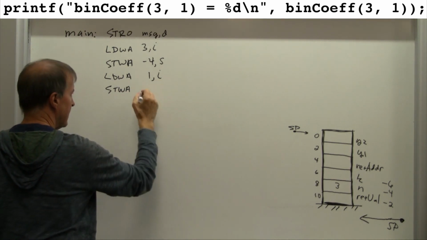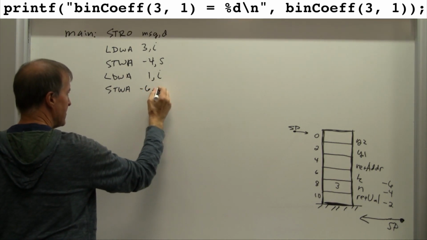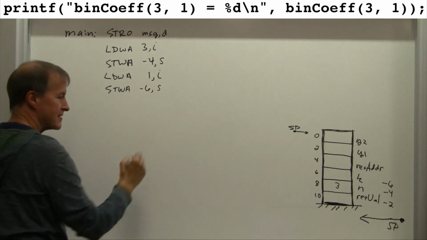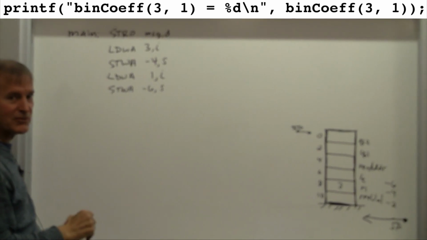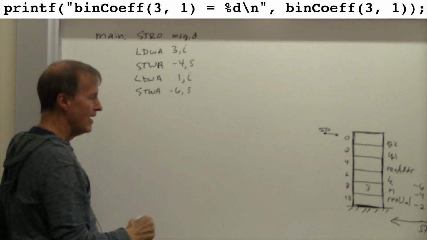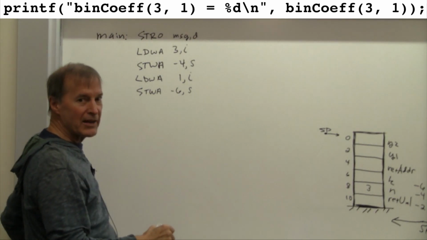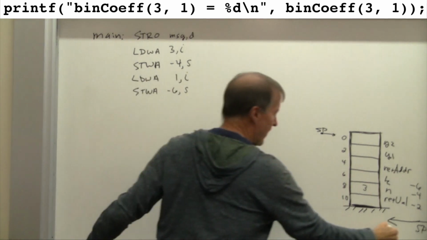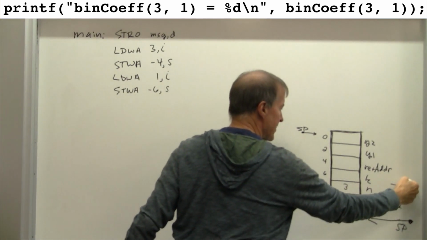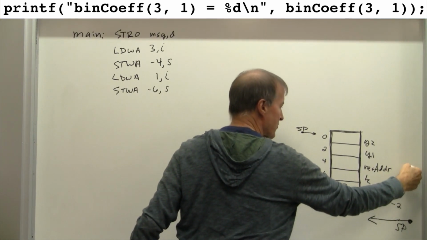Negative what? Yes. Addressing mode? Yes, stack relative. Are we good? Is everybody so far so good? And now what do we have to do? Now we've got to get the stack pointer up to here so that when we do the call, the return address will be here.